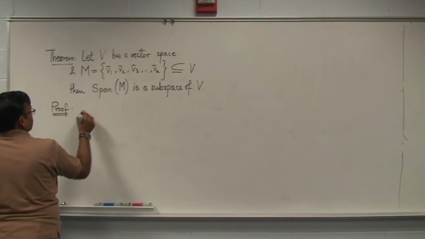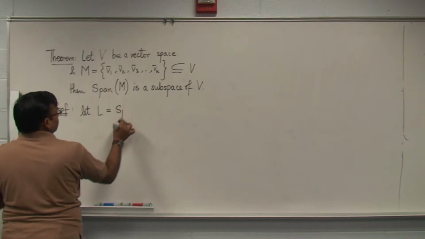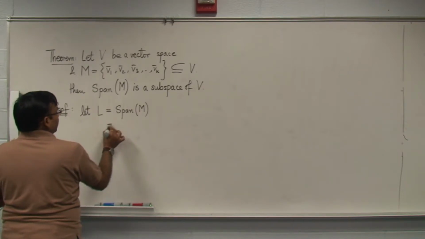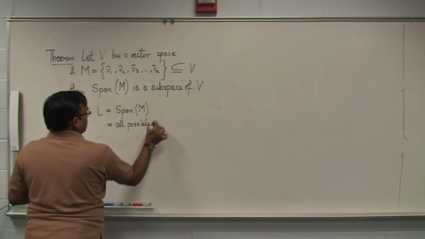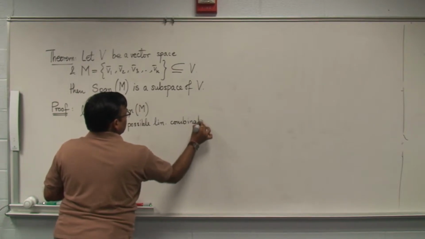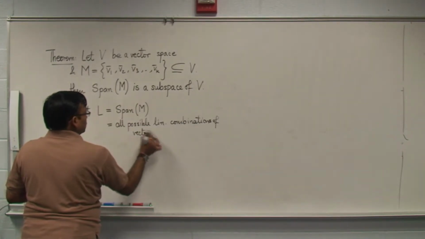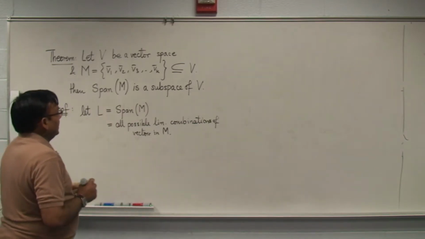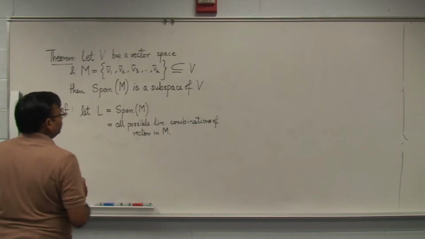Okay, just to recall, and also to make life easy, let me just give this set a name, L, instead of writing span of M every time. Span of M is basically the set of all possible linear combinations of vectors in M. So I don't want to write span M every time, so I'm just denoting it by the letter L.